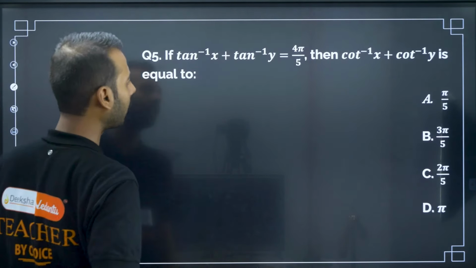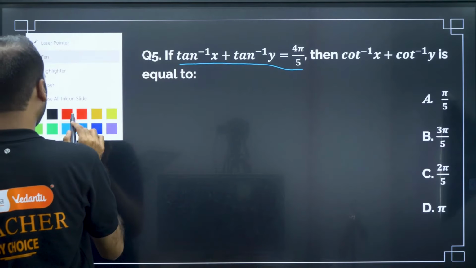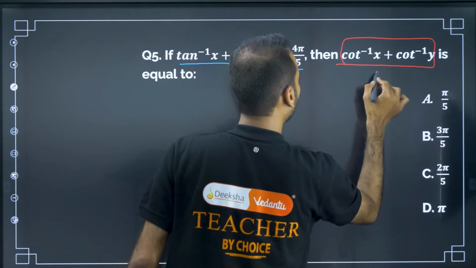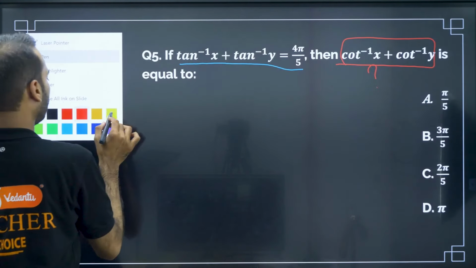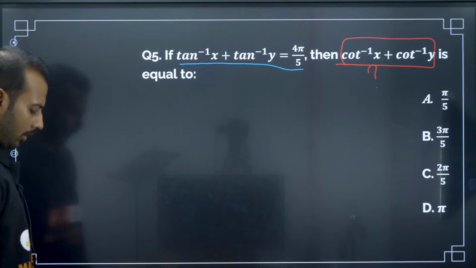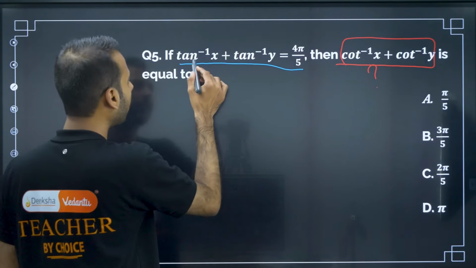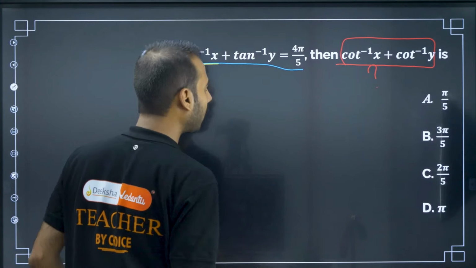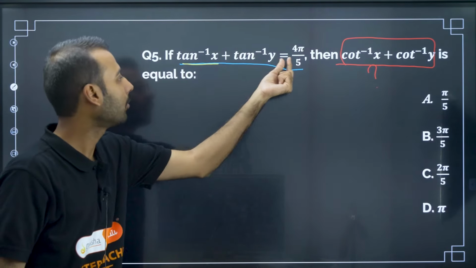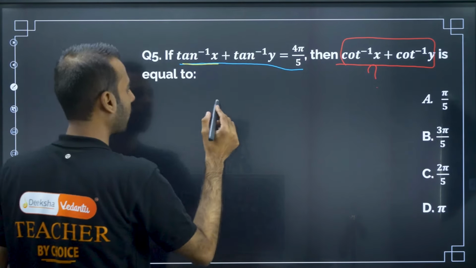In this question, some data they have given. If tan inverse x plus tan inverse y is equal to 4 pi by 5, they are asking to find the value of cot inverse x plus cot inverse y. Now they have given tan inverse x and they are asking cot inverse x. There is one identity between tan inverse and cot inverse. What is that identity? Try to recall. I am writing this as a synopsis point.